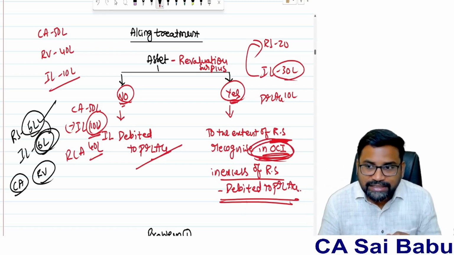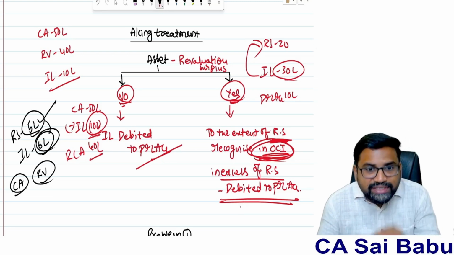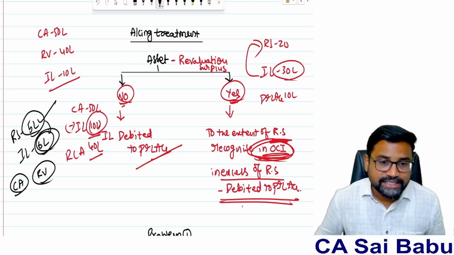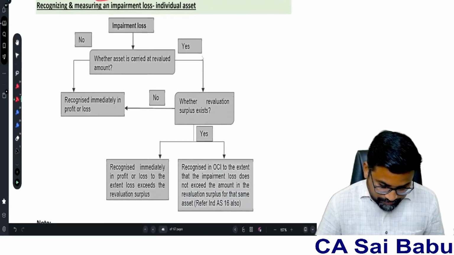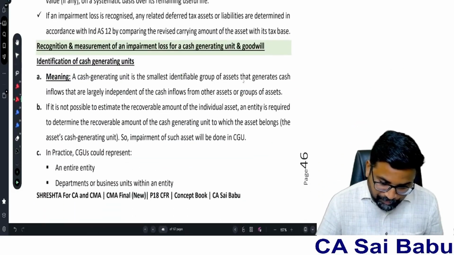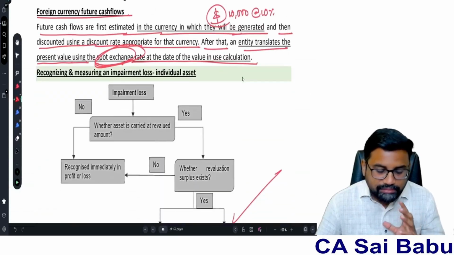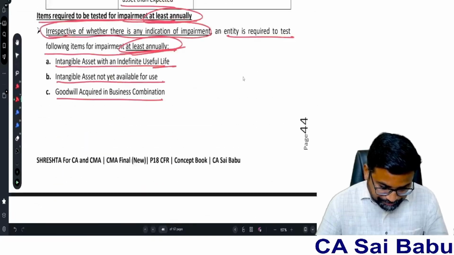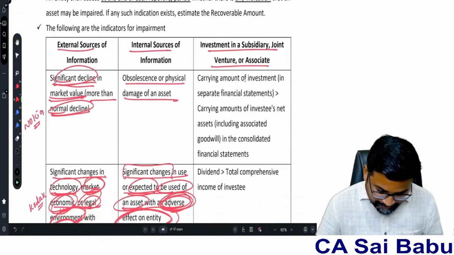But remember that whenever there is an impairment loss in respect of which there is a revaluation surplus, first you adjust to the extent of revaluation surplus, and then anything in excess will be debited to P&L account. So this is the chart I have given, sir, for the accounting treatment. Now see, till here one aspect of Ind AS 36.